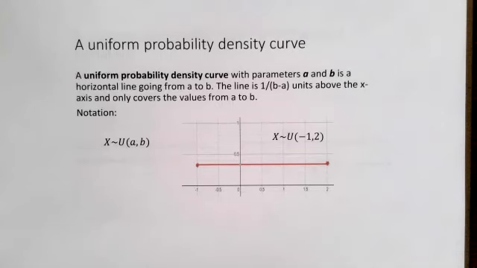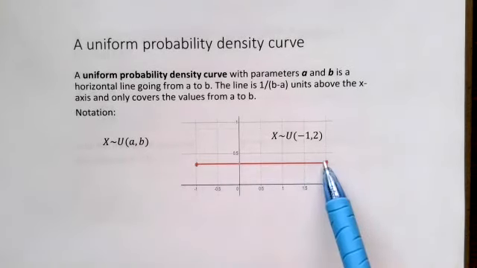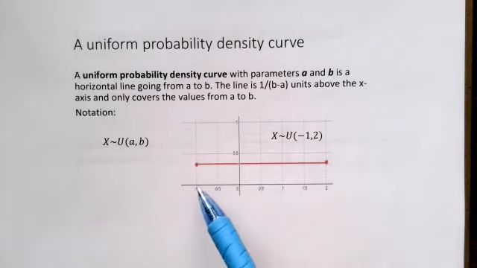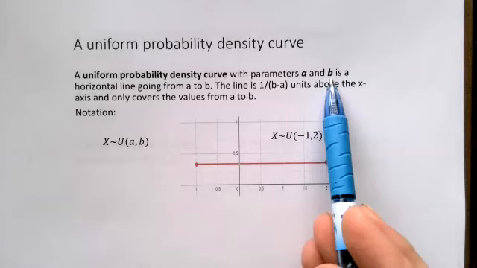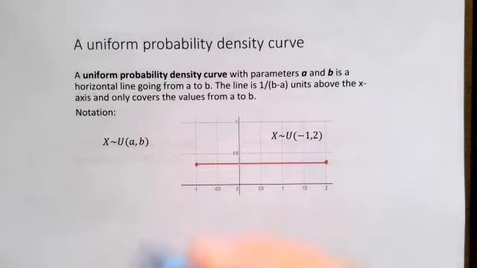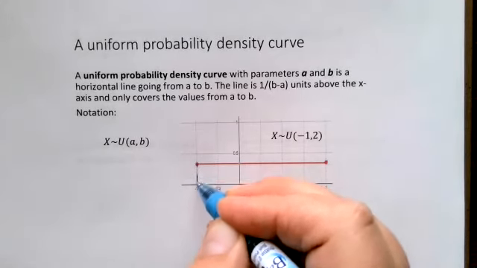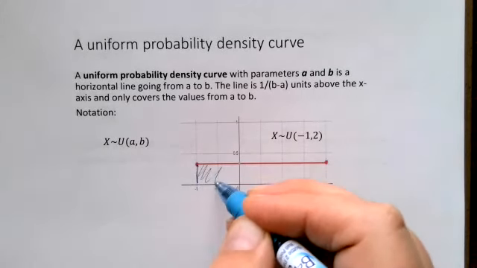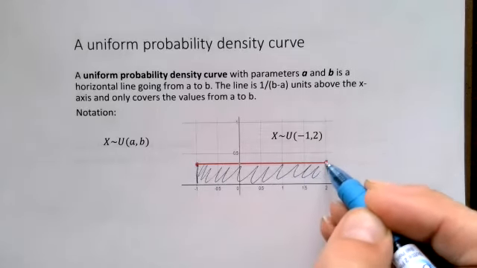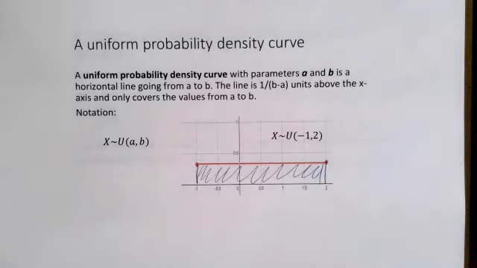The first distribution that we're going to look at in this unit is a uniform probability density curve with parameters A and B. Basically, it is a horizontal line that starts at A and stops at B. Now, we know that if it's a probability density curve, the total area under the curve should be 1.